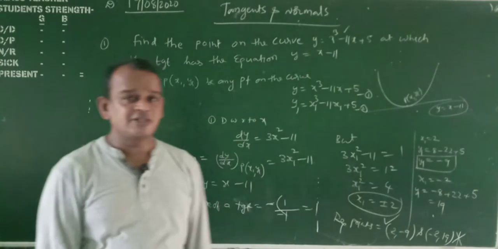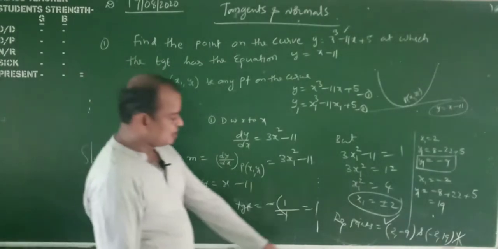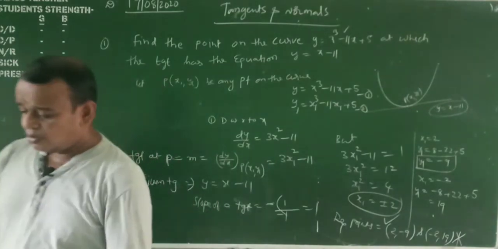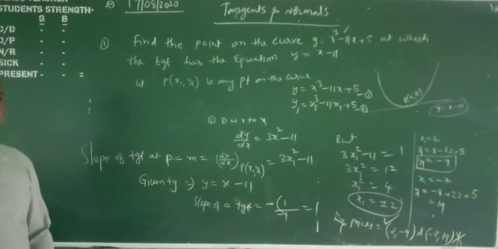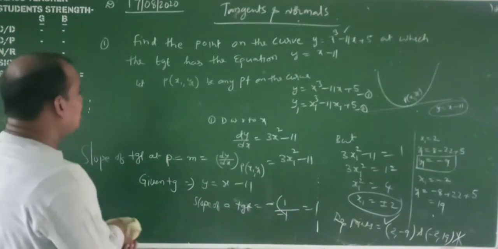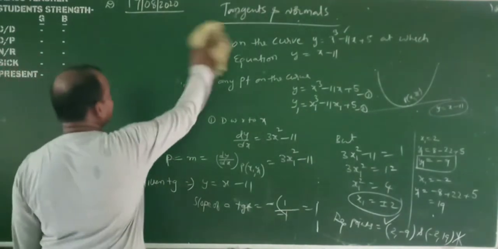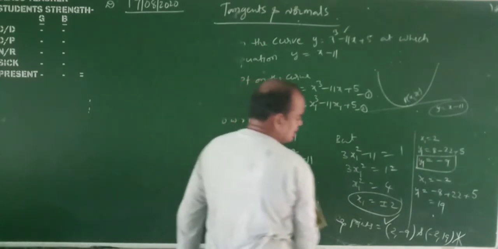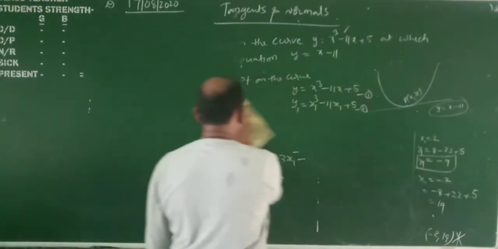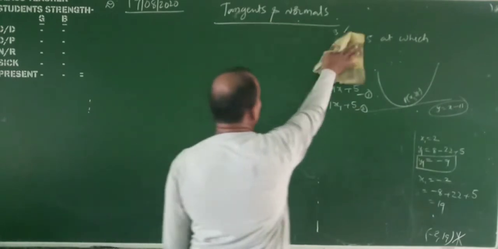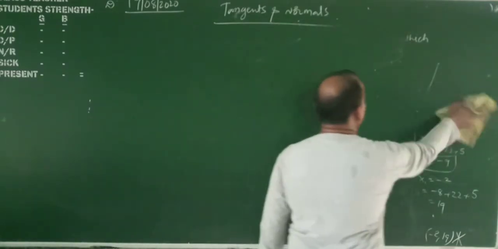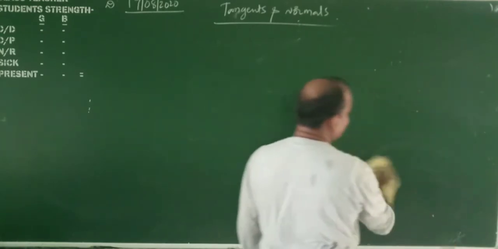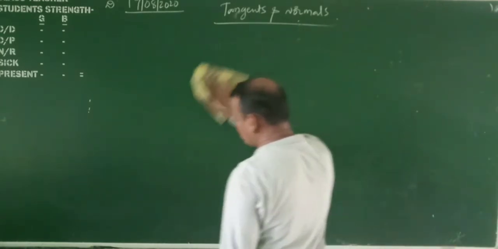That's why, how many points on the curve? Only one point, 2 comma minus 9, satisfies both the curve and the line. That's why there is only one point. Finding the points on the curve means 2 comma minus 9 lies on the curve. Parallel means we take the slopes equal. Perpendicular means the product of their slopes is equal to minus 1.